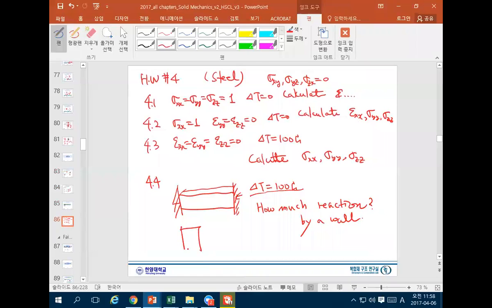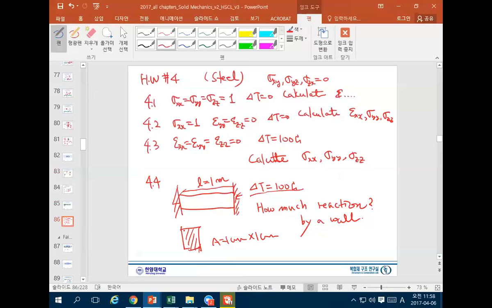And how much reaction force will it have? The cross section A is 1 centimeter by 1 centimeter, and the length is 1 meter. Cross section is 1 centimeter by 1 centimeter. Okay, that's the homework. Yes.